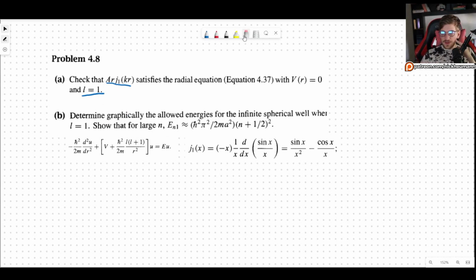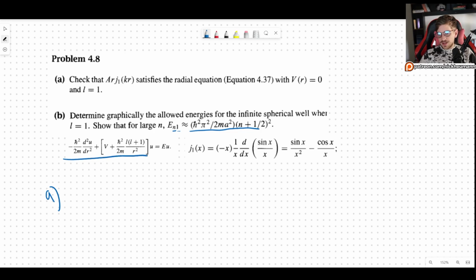Part B then asks us to determine graphically the allowed energies for the infinite spherical well when L is equal to 1. Basically, first we check that this is the result, then we find the energies. And we have to show that for large n, the energy value here for n and L equal to 1 is this thing right there. So let's begin with part A.